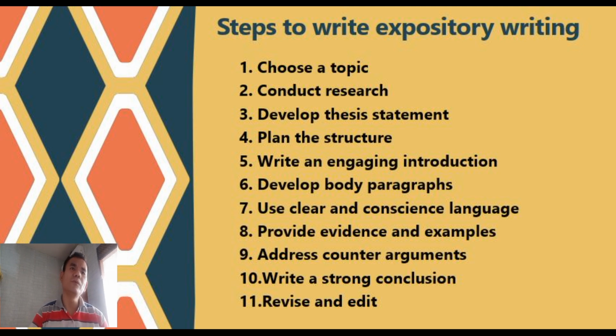And the final step is revise and edit, right? So after all the 10 steps we follow, we need to revise our expository writing. How do we do that? By reviewing our expository writing for clarity, coherence, and grammar. So we need to ensure that our ideas flow logically and that there are no inconsistencies or errors. And then we also need to edit the spelling, check the punctuation, and check the sentence structure. And this can be done by seeking feedback from others to gain different perspectives and improve our writing.